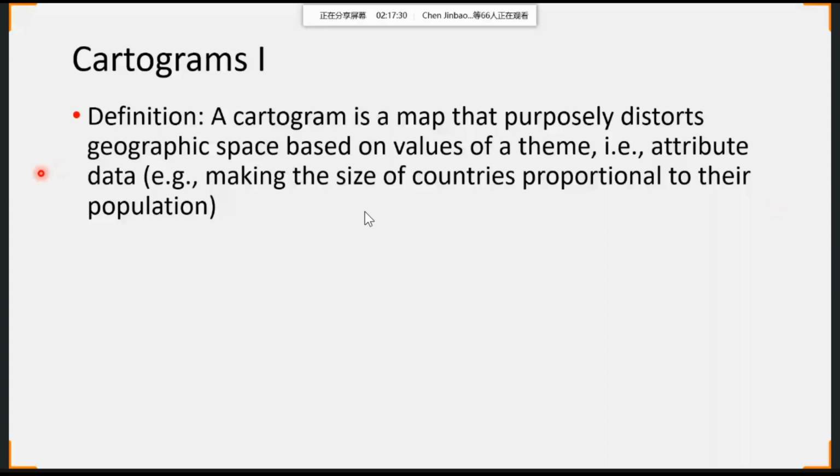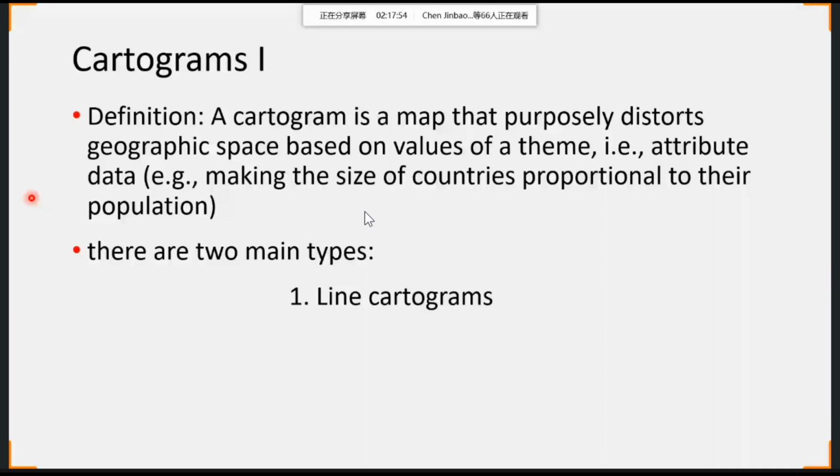But the geographic data, of course, also plays a role as a reference quantity, let's say. Making the size of countries proportional to their population is one typical example. You will see numerous examples later on. First, a bit of the theory. There are two main types of cartograms: line cartograms and area cartograms.